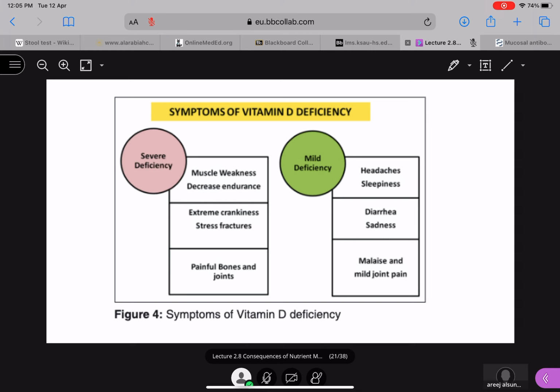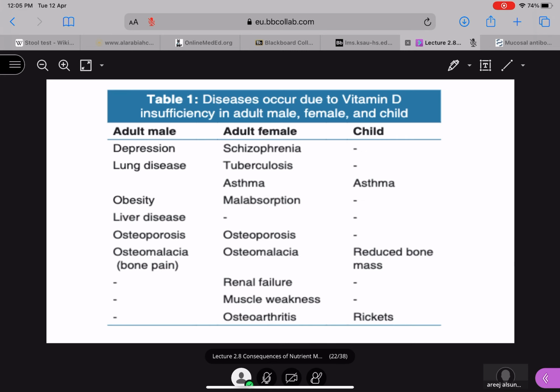So what are the symptoms of vitamin D deficiency? If we have mild deficiency, you may complain of mild headache, sleepiness, some diarrhea, some sadness, malaise, and mild joint pain. However, if you have a severe deficiency, then you have muscle weakness, fracture, multiple fractures, and painful bone and joint.